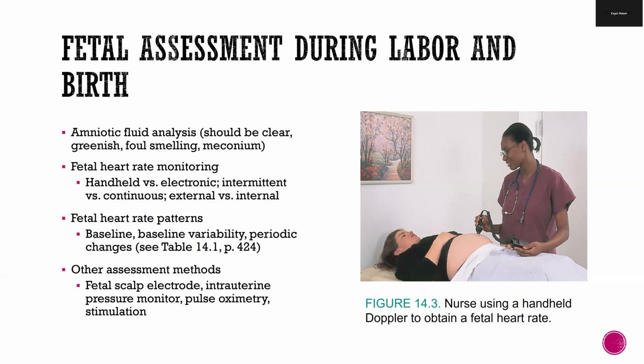Okay, so for our fetal assessment during labor and birth, that's one of the primary evaluation tools to determine the fetal oxygenation status and well-being. So in order to determine that, we are looking at the fetal heart rate. Fetal heart rate assessment, depending on what's going on with the client, can be done intermittently or continuously. We can use a Doppler ultrasound device or an electronic fetal monitor device where you use either an external or an internal monitor.